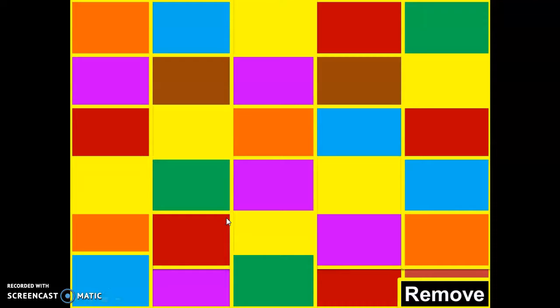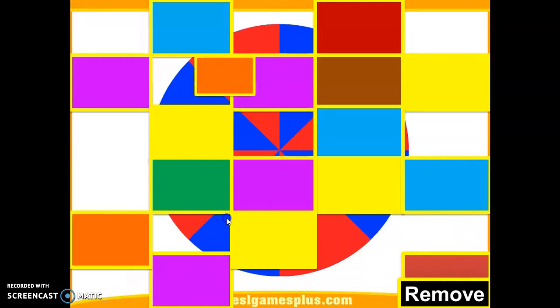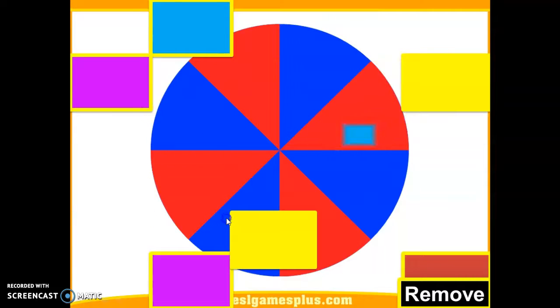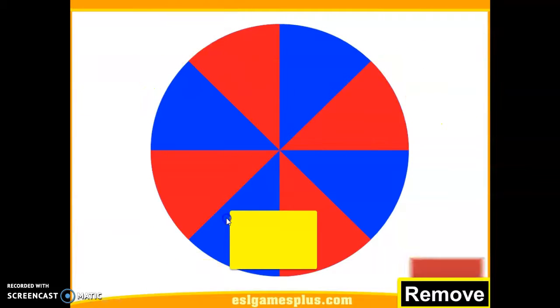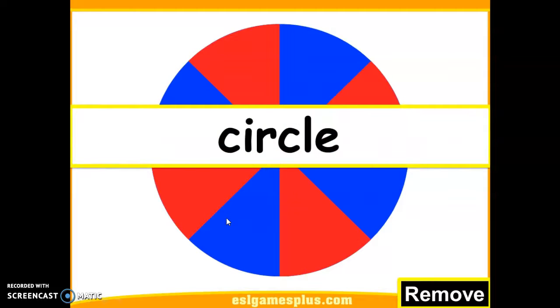Number 7, we're going to play a game to review the shapes. Can you guess what shape is in the picture? I think I know. Do you know what shape is this? Yes, right. It's a circle.